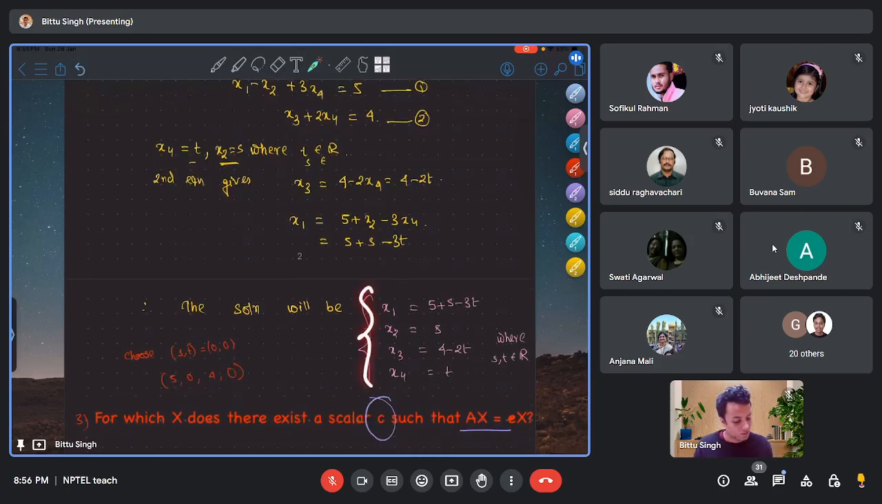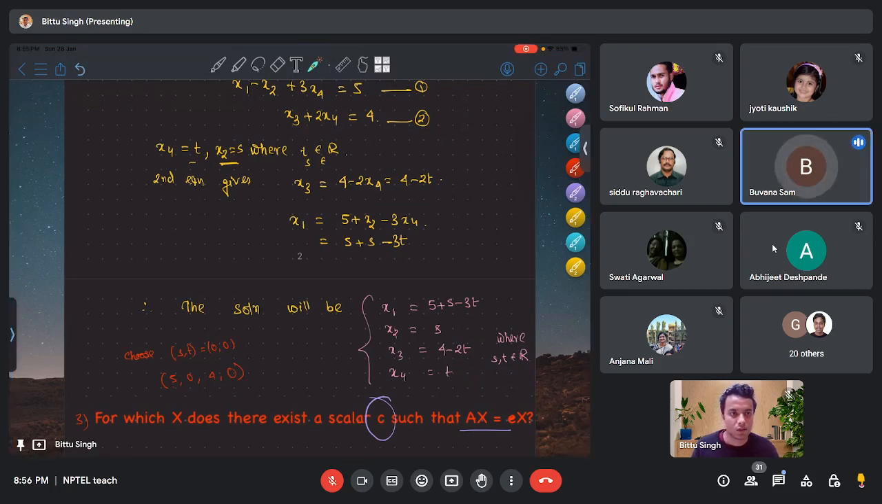Therefore, the solution can be written in a particular way, that is x1 is 5 plus s minus 3t, x2 is s, x3 is 4 minus 2t, and x4 is t. So here s and t are free things. You can take any real number. This will work.